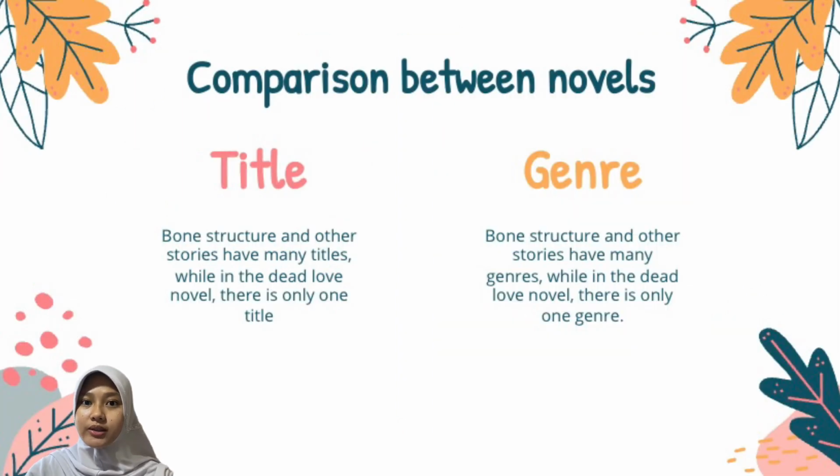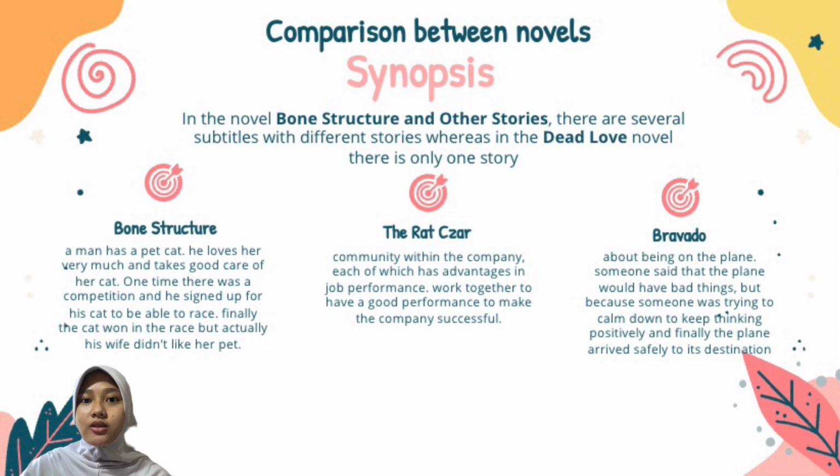Comparison between the novels. 1. Title. Bone Structure and Other Stories has many titles, while the Dead Love novel has only one title. 2. Genre. Bone Structure and Other Stories has many genres, while the Dead Love novel has only one genre. 3. Synopsis. In the novel Bone Structure and Other Stories, there are several subtitles with different stories, whereas in the Dead Love novel, there is only one story.